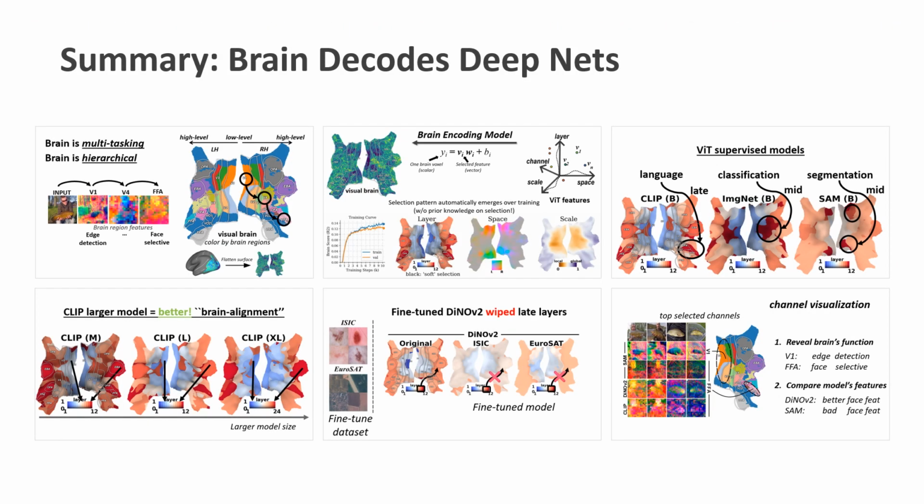In summary, brain scan is dense annotation to images. We use mapping between DeepNets and brain to look inside DeepNets.